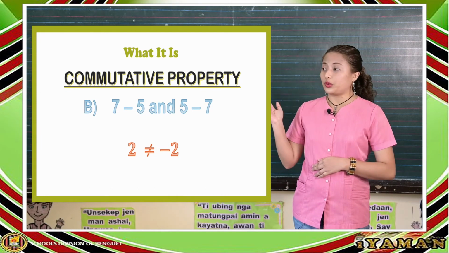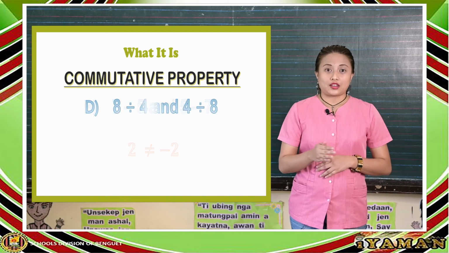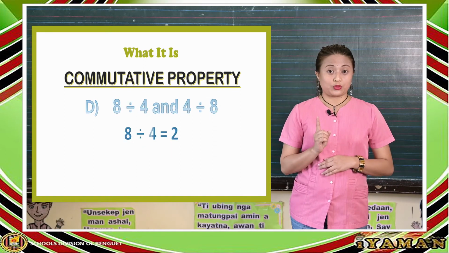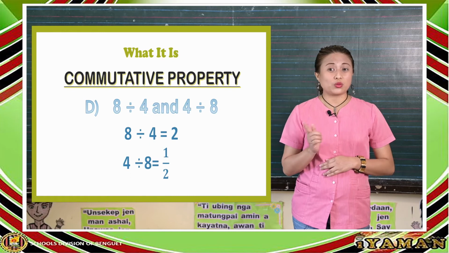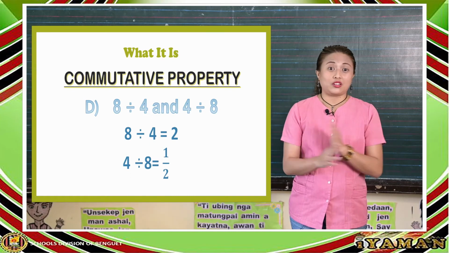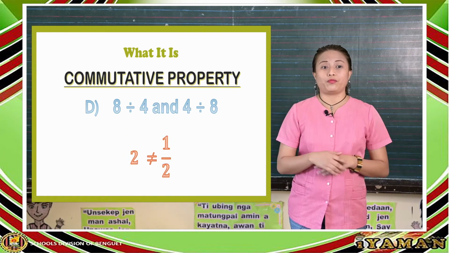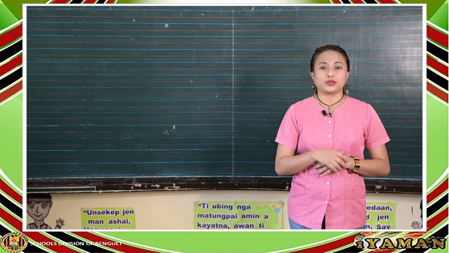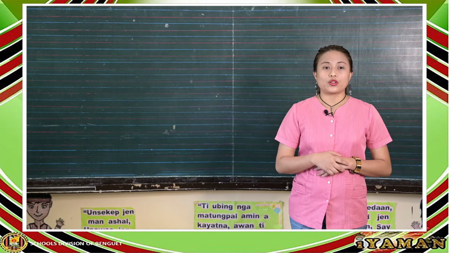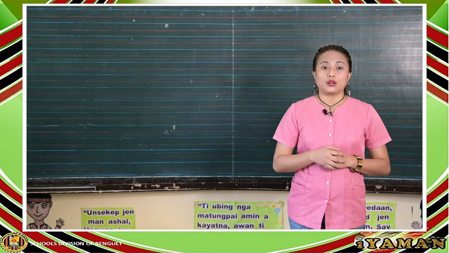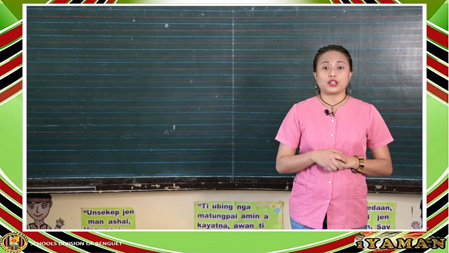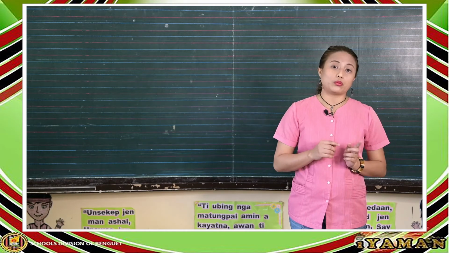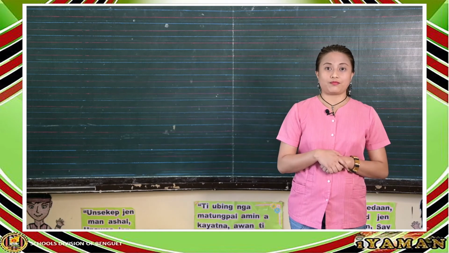The same is true with letter D. 8 divided by 4 is 2, but 4 divided by 8 is 1/2. Obviously, they're two different answers. This only goes to show that you have to be extra careful where to place your numbers when you subtract or divide. But that won't make a difference in your answer when you add or multiply integers.